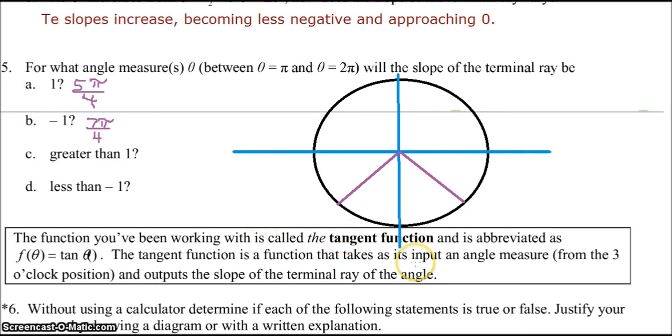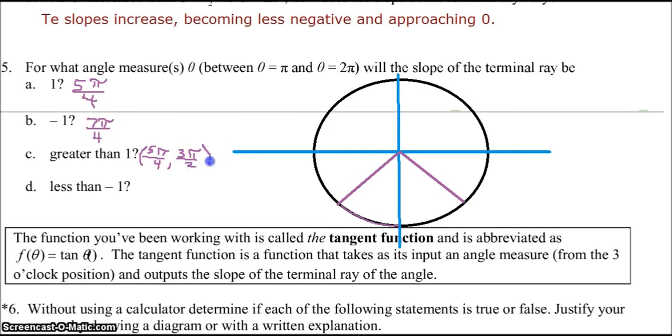When would it be greater than 1? Let's see. During this region right here, the slope would be greater than 1. After it moved across that line, it would be negative, and if it was below that line, it would not be greater than 1. So this is an interval from 5 pi over 4 to 3 pi over 2.